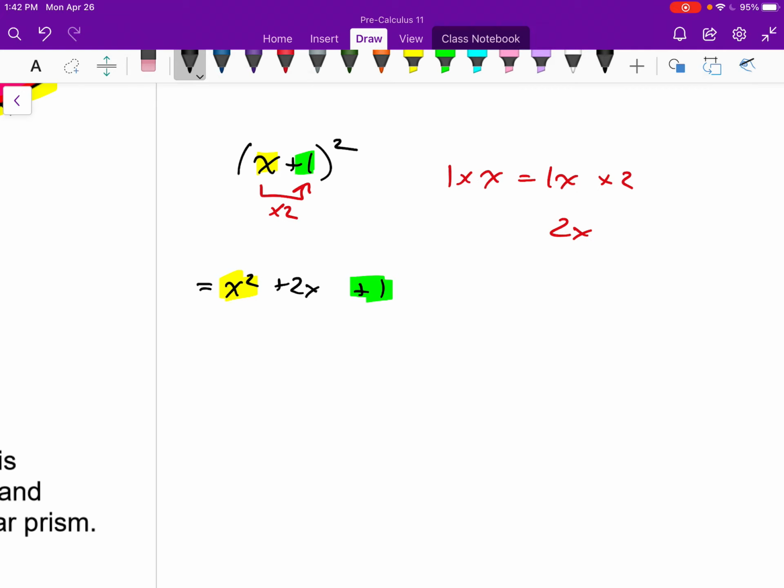But we square binomials like this a lot, and we will do that a lot in this course. And we could speed it up a bit, we should. So one last example like that.